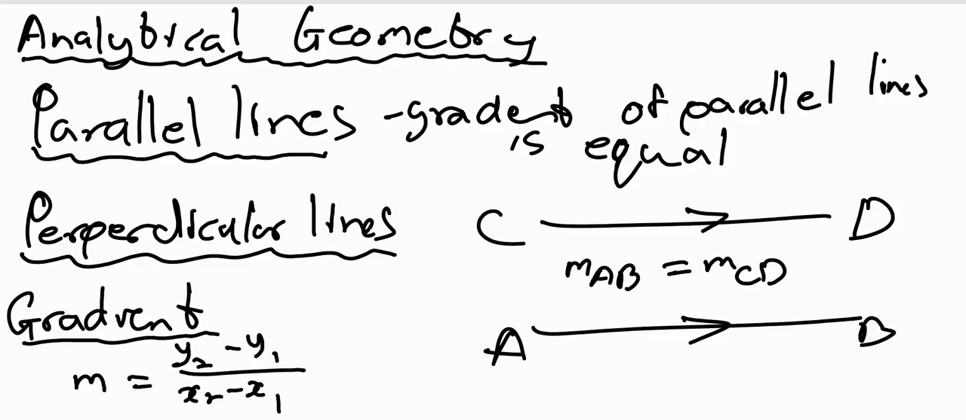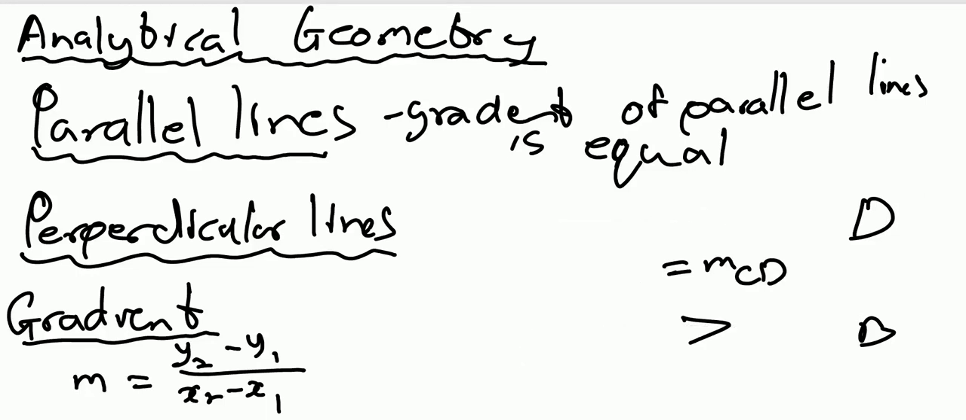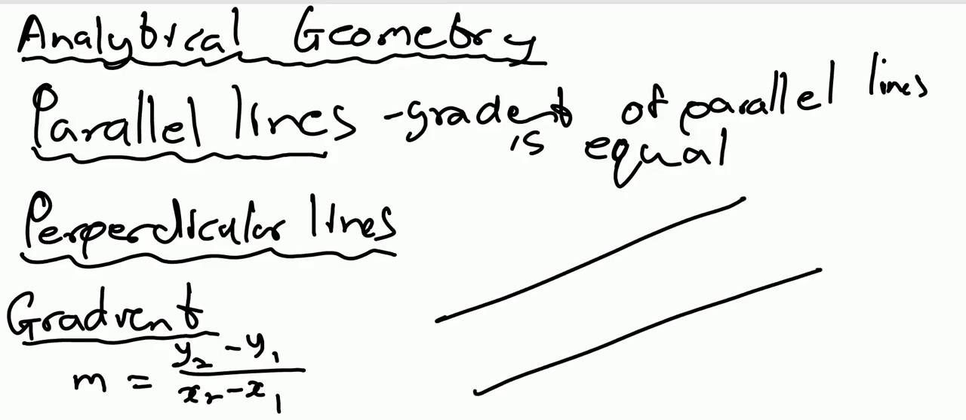Because the gradients of parallel lines are equal. This means that even when you are given, for example, they like testing. I will show you different types of questions. Let's say you have something like this.